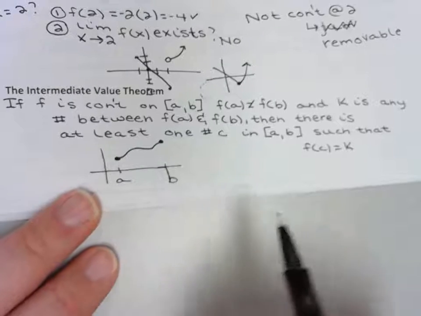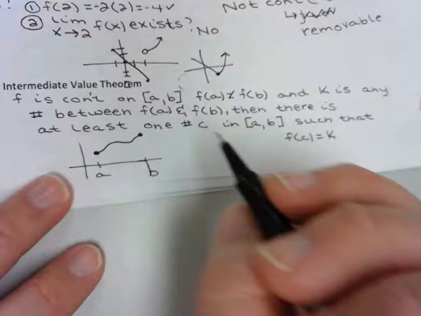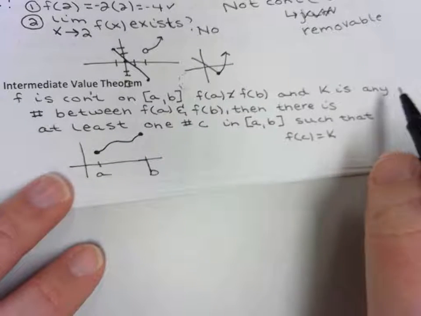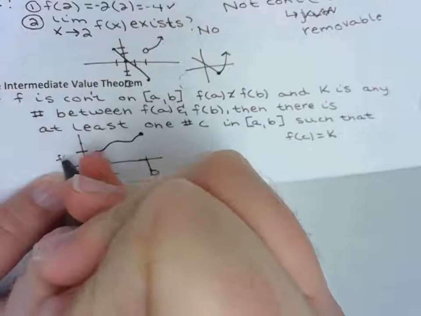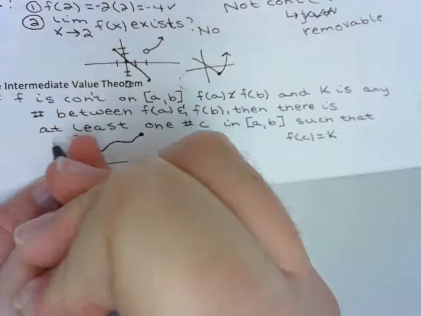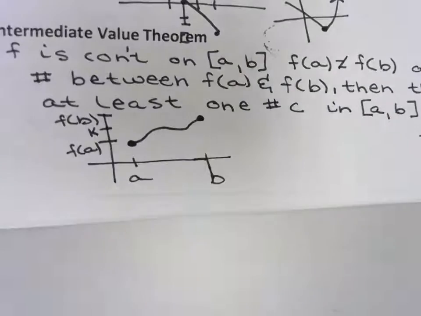Straight horizontal line. Okay. K is any number between f of A and f of B. So K is really talking about a y value. So if this would be f of A, this would be f of B. So K is going to be some number between f of A and f of B. Because f of A, when I say f of A, I'm saying the y value when x is A and the y value when x is B. So I labeled f of A and f of B. K is some number between those.